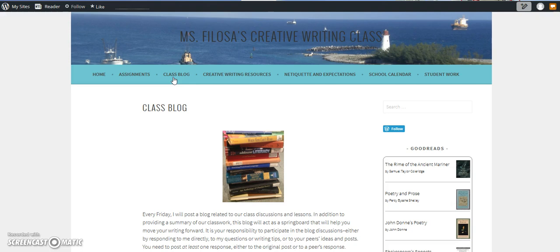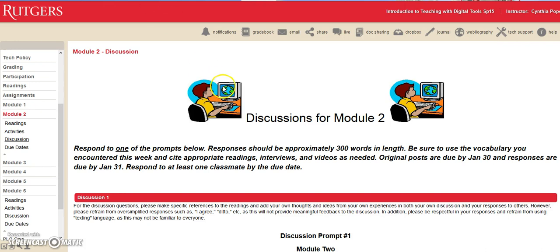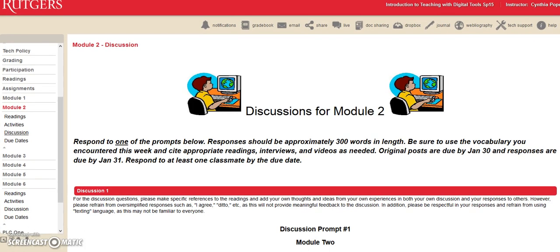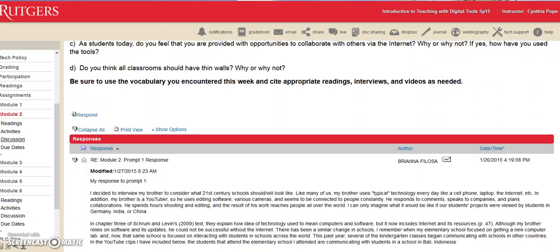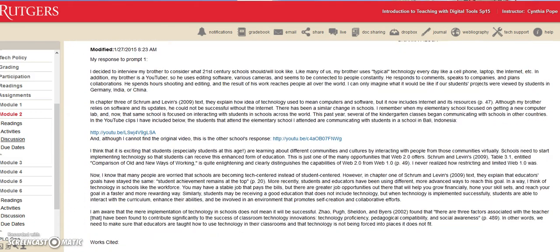Now, on pages 47 and 49 in Shrum and Levin's text entitled Leading 21st Century Schools, they discuss how the uses of technology have changed over time, and nowadays, tools and resources really focus on communication, collaboration, and synthesis. Early on in this semester, during Module 2, which I'll be bringing to you now, we discussed the implications of these changes in technology and how we need to prepare 21st century learners. So I'm going to bring you down to my response here very early on in this semester.